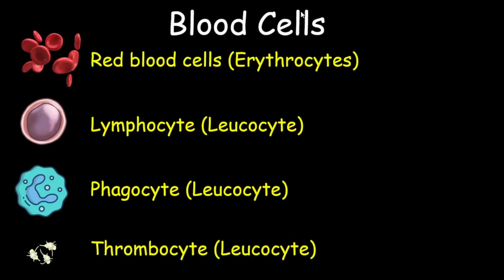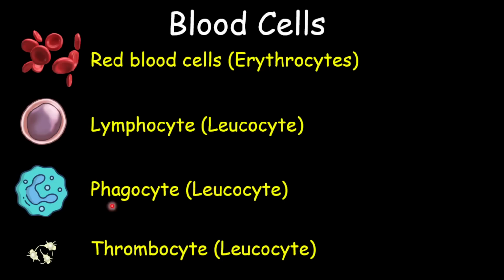All right, let's talk about blood cells a little bit. Now, there are 4 blood cells that we need to particularly pay attention to. All right, 3 different types generally, but 4 specific ones. You have the red blood cells, which are called erythrocytes. You have lymphocytes, which is a form of a leukocyte. And we have phagocyte, which is another form of a leukocyte.